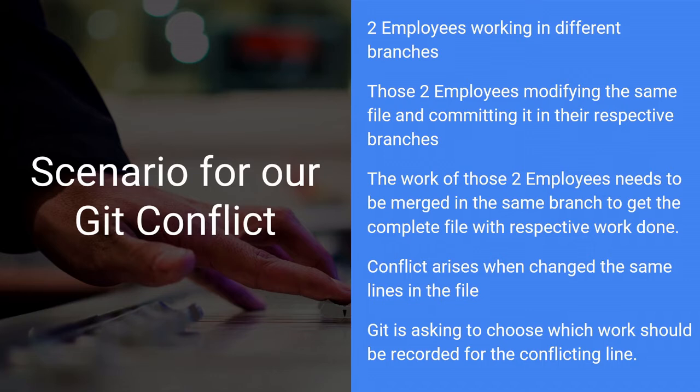when they actually applied different changes, but those changes are in the same lines of the file, because Git is going to recognize the lines and see what sits on that line and see if it has changed or not. So Git is asking to choose which work you want to keep, which work you want to record. So you will have to delete one part, or you can keep both, or you can delete the other part. So there will be a choice to do.